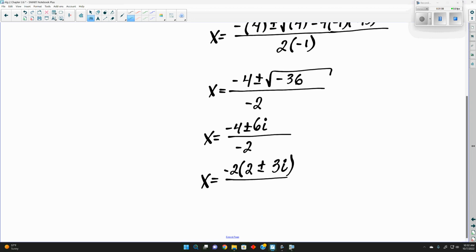If I pull a negative out of the plus and minus, it becomes plus and minus. It doesn't change it. Well, it does. It just flips it, but we end up with the same thing. Over negative 2. These two will cancel, leaving us with 2 plus or minus 3i.